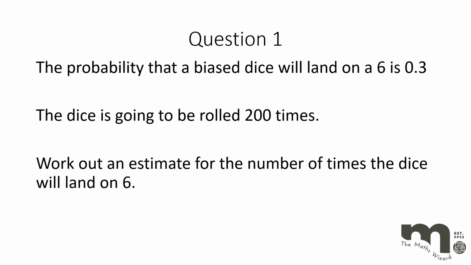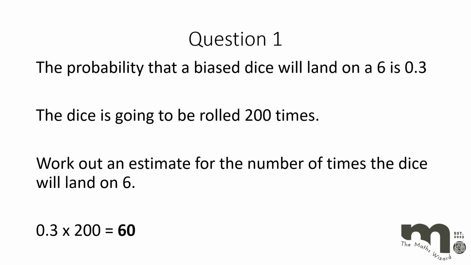Let's have a look at a question for this then. The probability that a biased dice will land on a 6 is 0.3. Now it's going to be rolled 200 times. So we're going to work out an estimate for the number of times the dice will land on 6. All we need to do for this is just use 0.3 times 200.